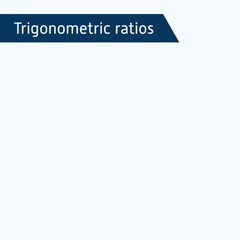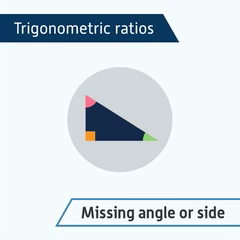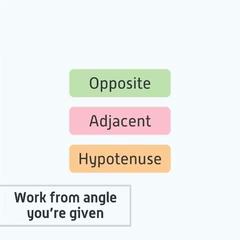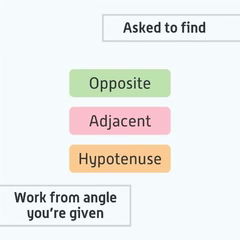In this chapter, we're going to use trigonometric ratios to find a missing angle or side in a right-angled triangle. To do this, you must be able to label the sides of a right-angled triangle using key words: opposite, adjacent, and hypotenuse. Always work from the angle you are given or that you are asked to find.